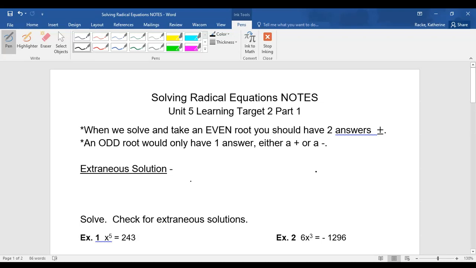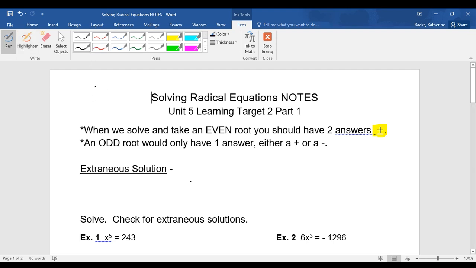All right, Unit 5, Learning Target 2, Solving Radical Equations. When we solve and take an even root, you should have two answers, a plus or a minus, okay? So when we do the square root of something, we always get a plus or minus answer.